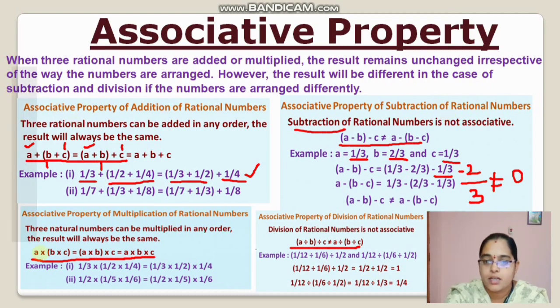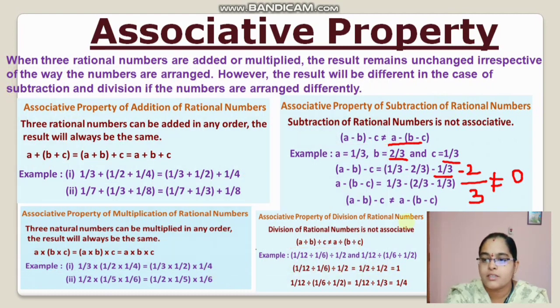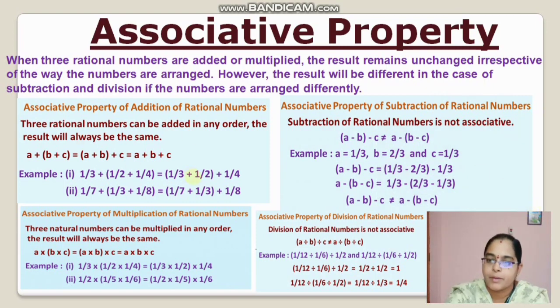So this is the associative property. What is the associative property? We are not changing the order of the numbers, we are just changing the arrangement. Only the brackets we are changing. If we change the arrangement, then the result does not change. Coming to rational numbers, the associative property holds good in addition and multiplication. Associative property does not hold under subtraction and division.